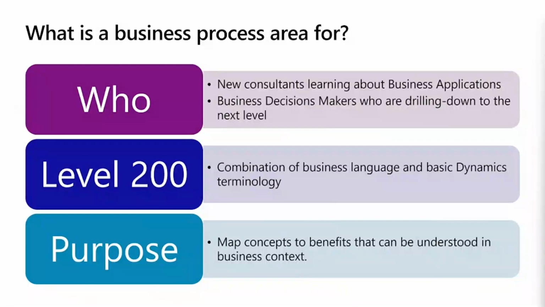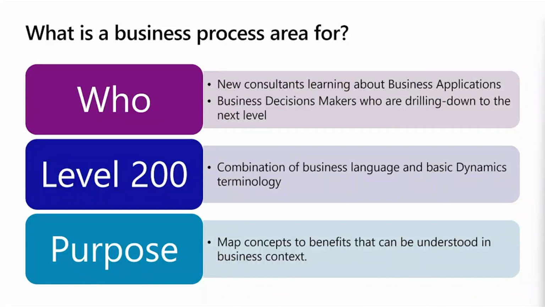The level 2 articles are like the monitor customer credit and collections as the example. These are written for new consultants that are learning about business applications. Again, they're for business decision makers who are drilling down to that next level. They're written at a level 200, and they use a combination of business language and basic Dynamics terminology. Here, we're mapping those concepts to benefits, again, that can be understood in a business context.